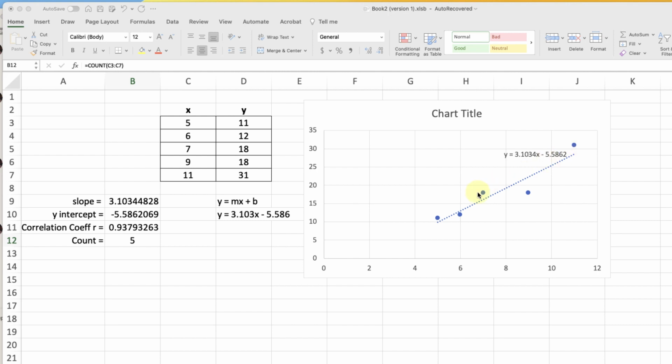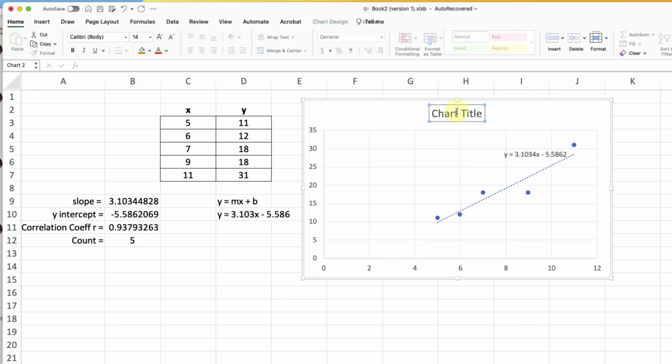And that's how you find your R correlation, your line of best fit, and plot it on a little chart here. And you can change the chart title to whatever you want.